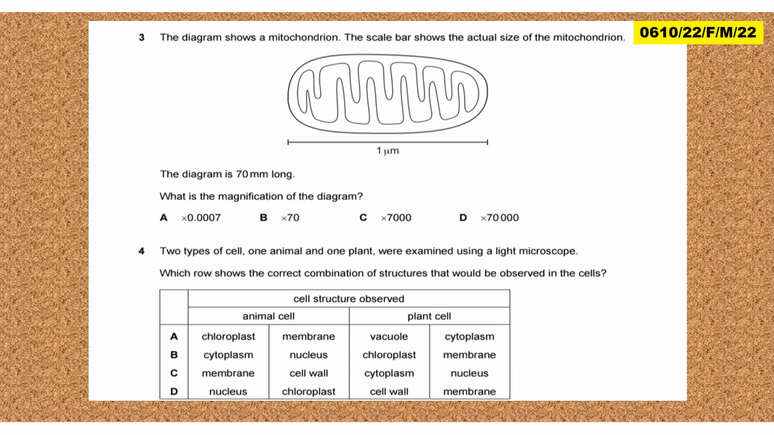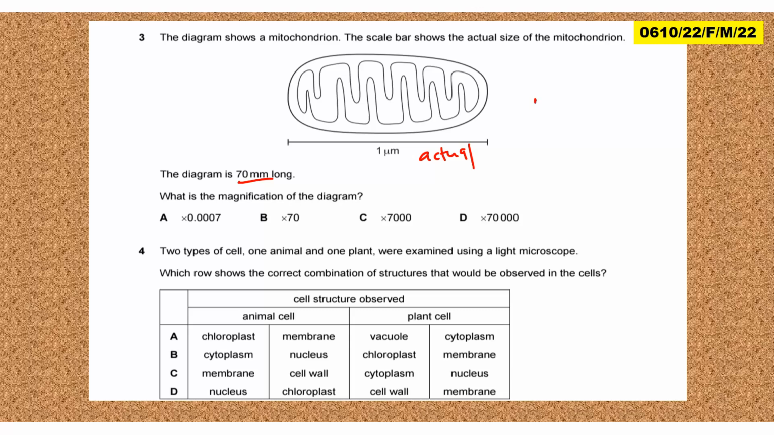All right, so this one is taken from paper 2, variant 2, February/March 2022. The diagram shows a mitochondrion. The scale bar shows the actual size of the mitochondrion. The diameter of the diagram is 70 millimeter long.